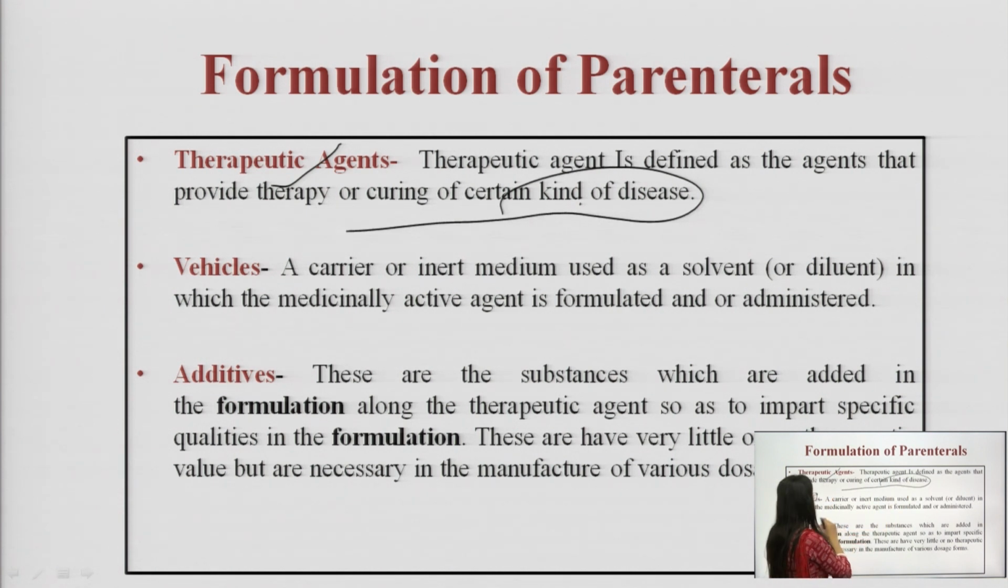Vehicles are the carrier or medium we can use as a solvent, intended to be incorporated along with that therapeutic agent, or API, we can say, active pharmaceutical ingredient. Additives are the substances added in the formulation along with the therapeutic agent so as to impart specific qualities to the formulation. We are going to enlist various products in the additives.